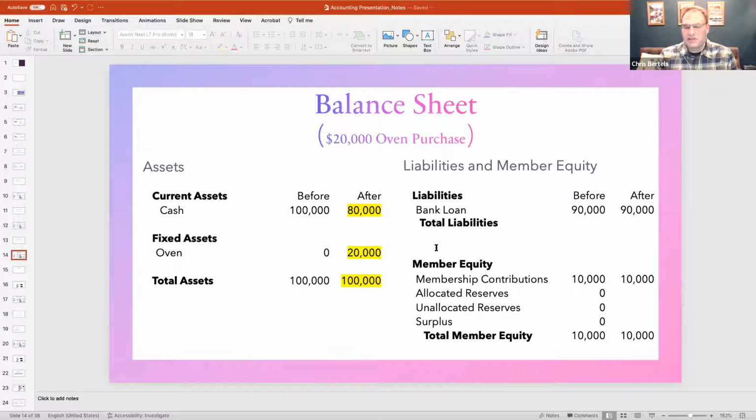And then the right hand side, as far as liabilities, the co-op does not have any liabilities because they didn't borrow any money. They don't owe any money. If you're buying the oven from the old company, then you're going to have a liability because you're going to owe money. And then the member equity, that didn't change.